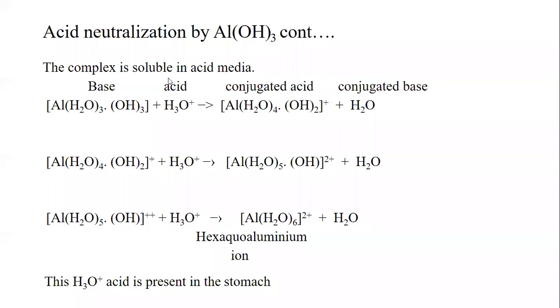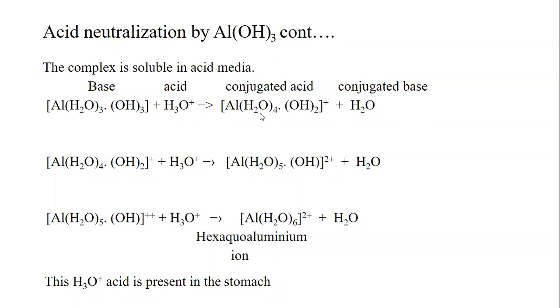So the complex is soluble in acid media. So you saw the complex, right? We saw [Al(H2O)3]+ (OH)3. This is the complex which is basic in nature. That is why it is written as base. So this base reacts with acid. So the acid here is H3O+. It reacts with this to give you 2 products, that is conjugate acid and conjugate base.